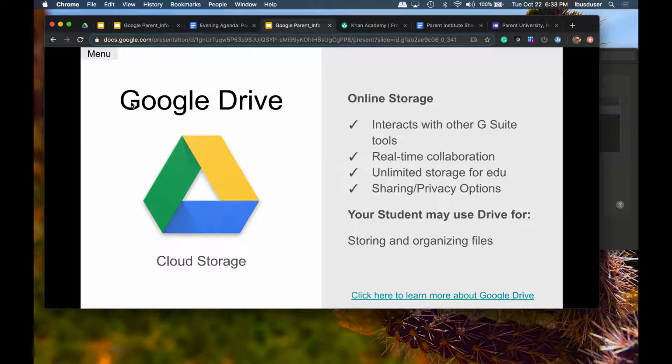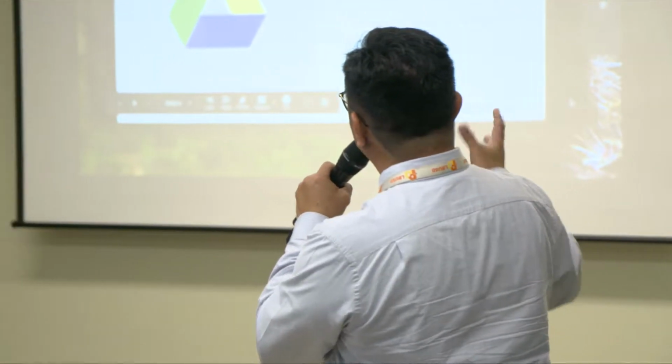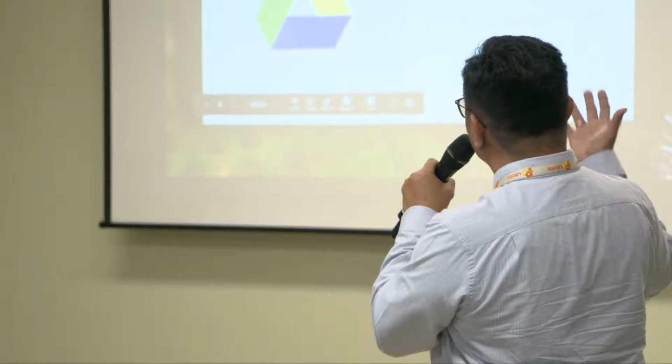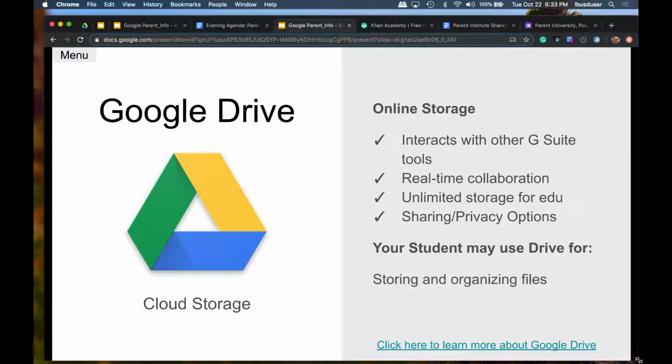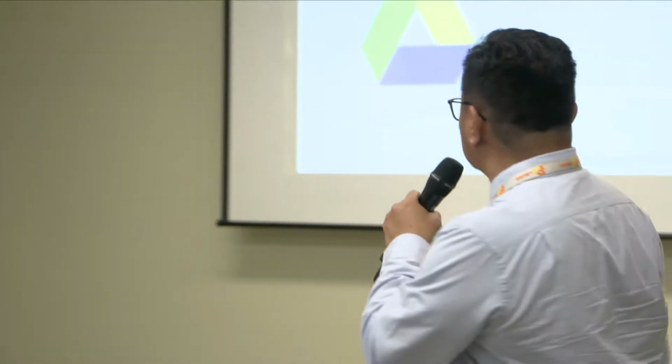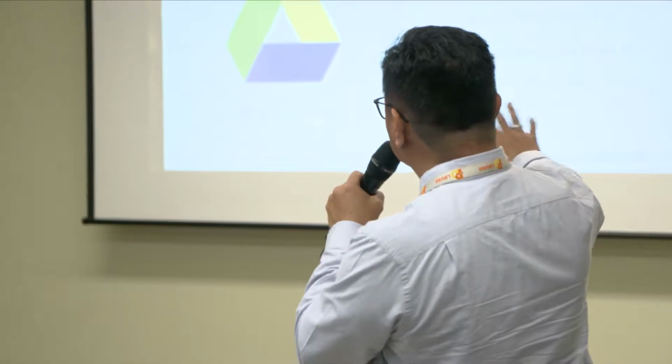So we know that it's online storage, that cloud computing that we're going to talk about later. So they don't have to worry about thumb drives or disks or any of those things. It's all cloud-based. So they can never say they left their homework at school, because you know better now, right? Because it's online. It interacts with other G Suite tools. You have collaboration, which we're going to do in just a second, and sharing and privacy options. So there are different levels of access that not only they can have, but you can also put on some of their documents as well, right? These are the things that I think are very, very crucial.